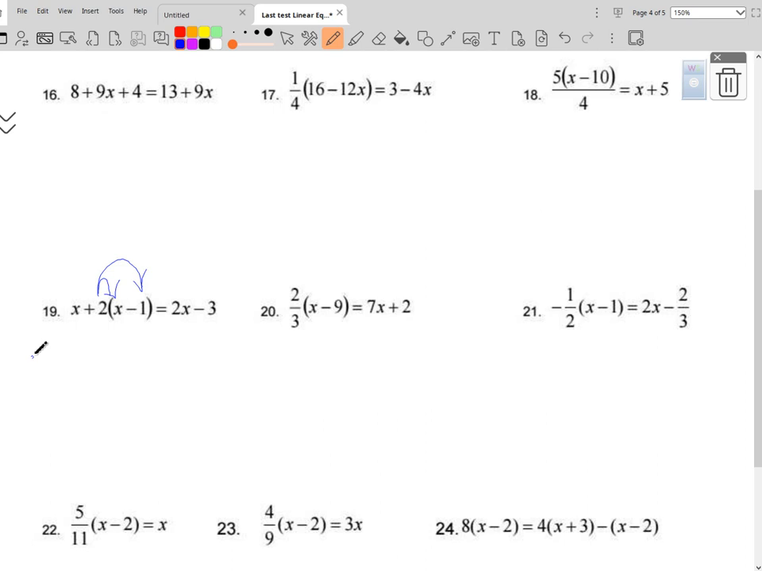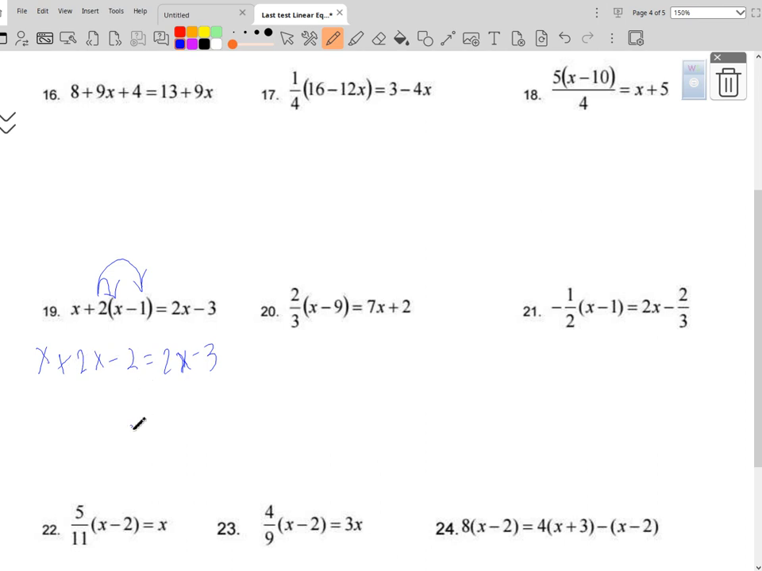So we didn't do anything to this x, we just bring it down, and that's plus 2x. And that's 2 times negative 1, so that's minus 2. Are you with me, Gil? And we're not doing anything to the right side, so we just bring it down. Now we've got to get everything we can combine on one side together. So x plus 2x minus 2. What can I combine on the left side?